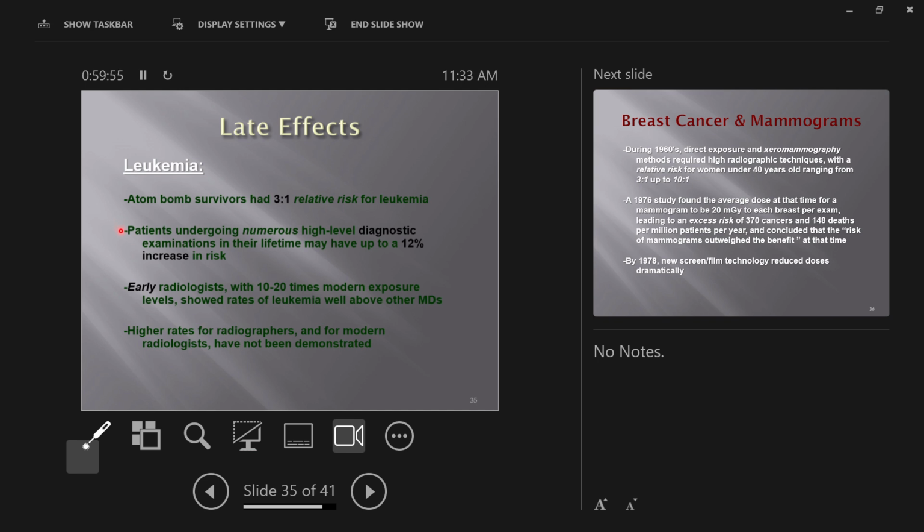Patients undergoing numerous high-level diagnostic exams in their lifetime, and this one's important for radiographers, right? We don't deal with atomic bomb survivors very much at all, right? But we do deal with patients who get high-level diagnostic exams regularly. People who receive numerous high-level diagnostic exams in their life may demonstrate an increase in risk of 12% for developing leukemia.